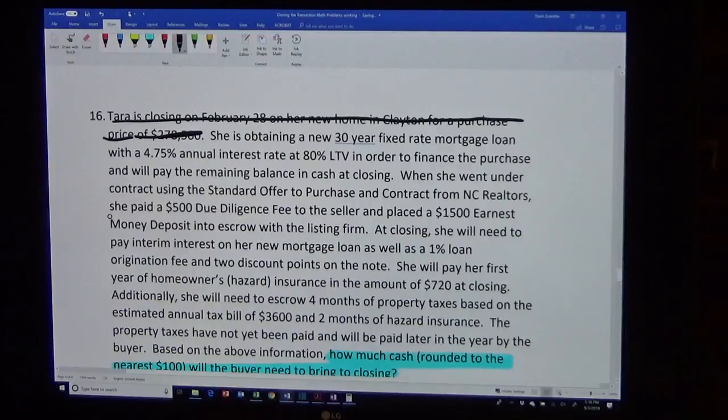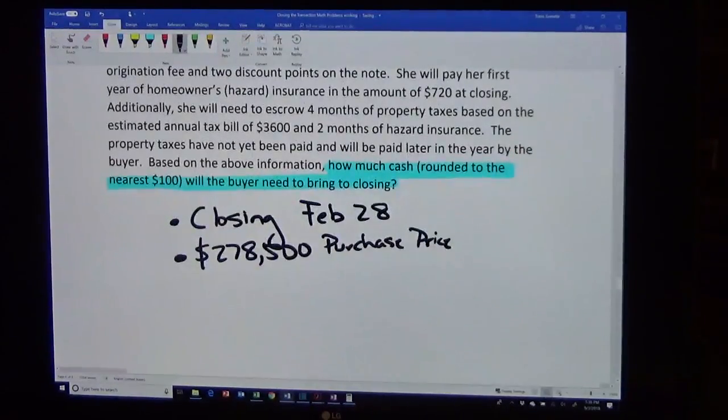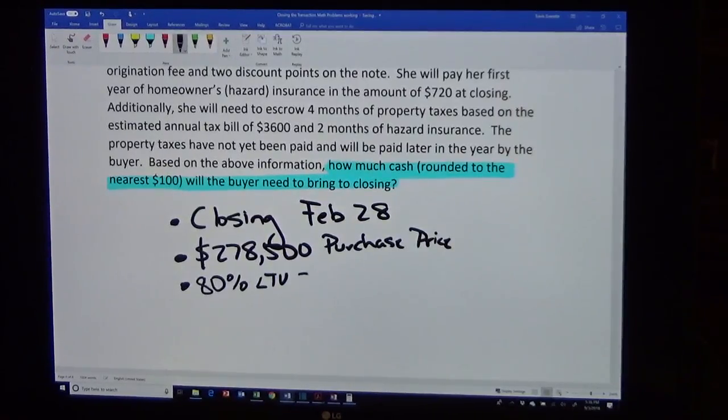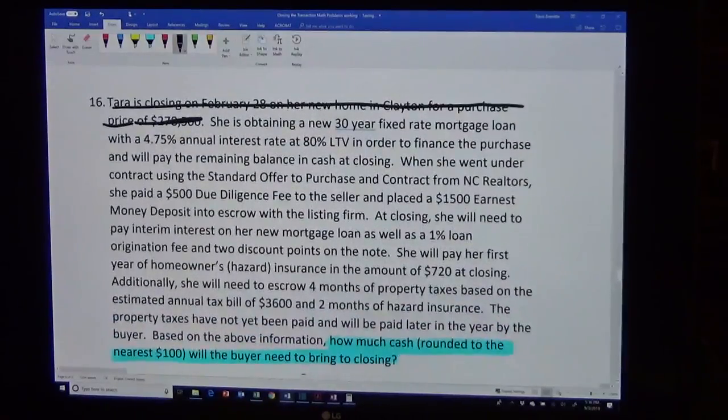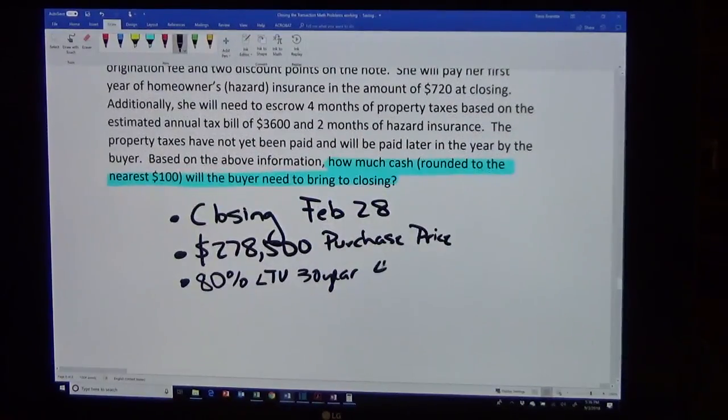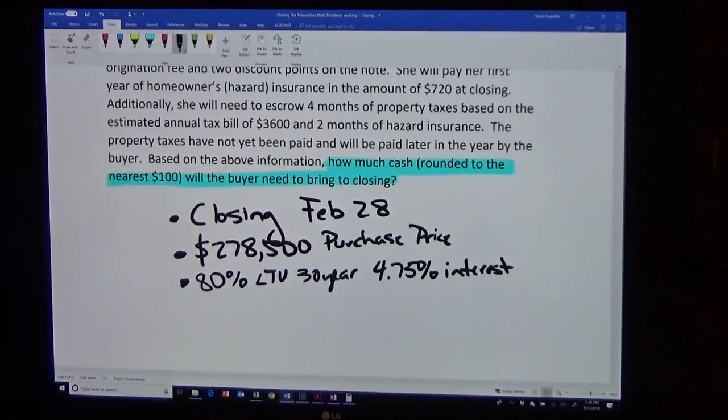She's obtaining a new 30-year fixed-rate mortgage loan with a 4.75% annual interest rate, 80% loan-to-value. So I'm going to make another bullet point for myself. I'm going to go 80% loan-to-value, 30-year, and it's at 4.75% interest. Okay?